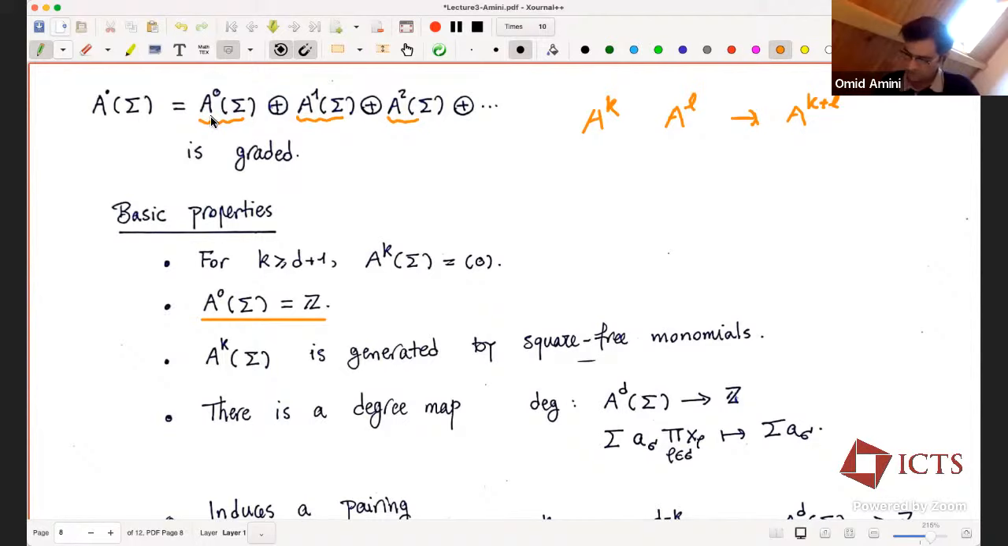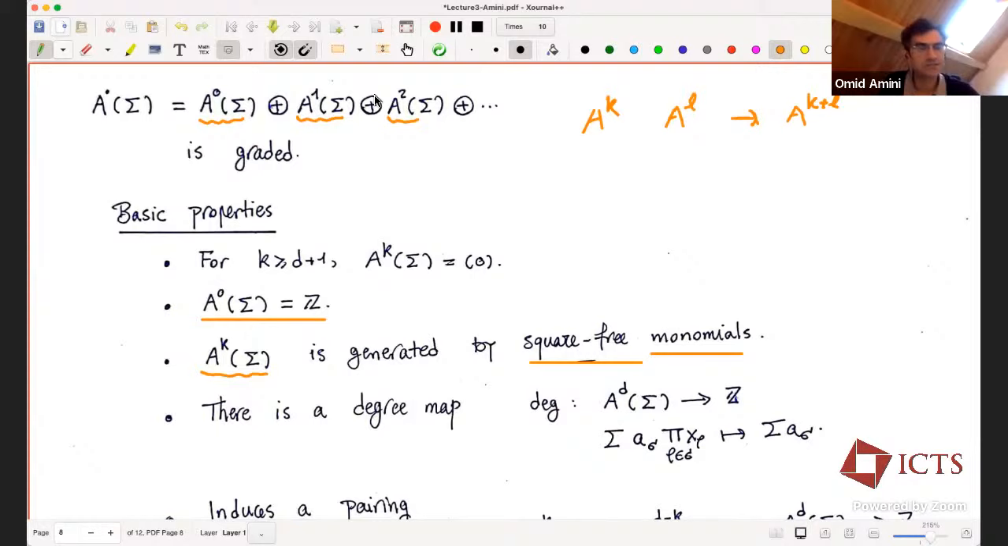The second one you can prove by some elementary proofs. The second property is that for A^k of sigma, you are working inside this polynomial ring and you have monomials which have higher powers in one variable, for example, x1 squared times x2 times x3 and so on. If you look at A^k of sigma, it is generated by square free monomials. It means that basically any surviving polynomial in this ring has a representative which is square free. You can write it as a linear combination of square free monomials.